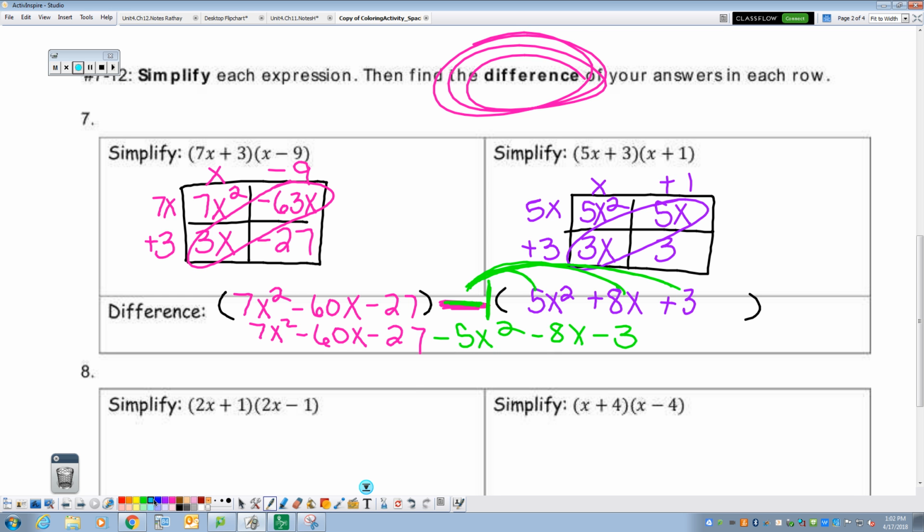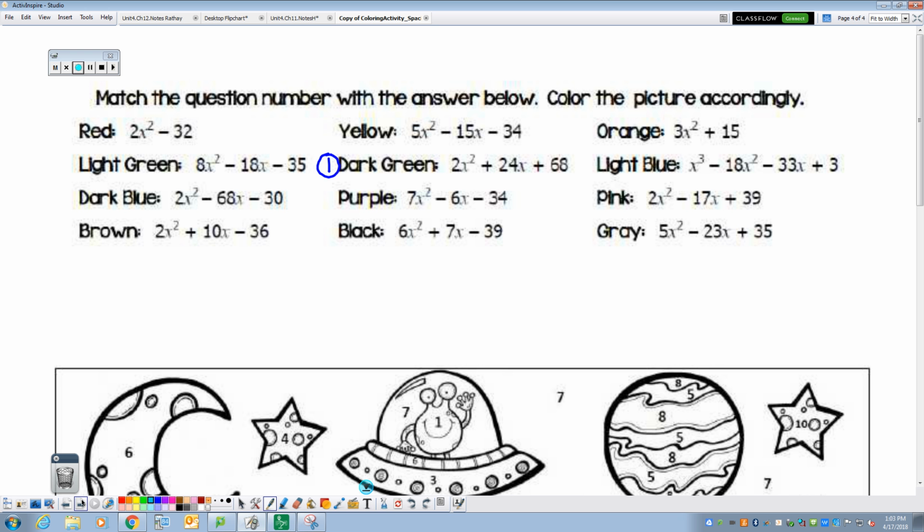Now I'm ready for the combining like terms step. 7x squared minus 5x squared gives me 2x squared. Negative 60x minus 8x gives me negative 68x. And negative 27 minus 3 gives me negative 30. So I've got my answer, and I just need to go to the back to check and see if that is an answer. We are looking for 2x squared minus 68x minus 30.